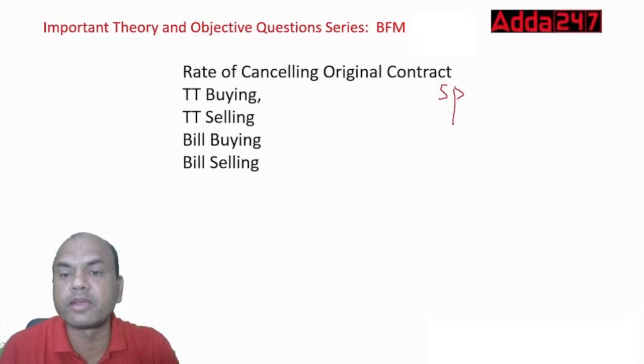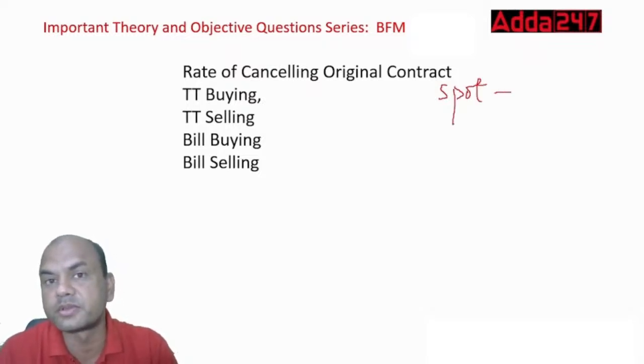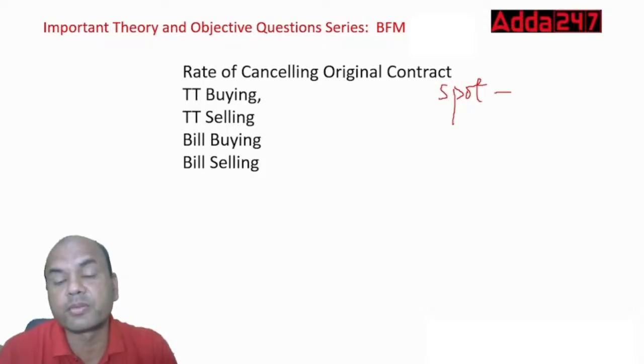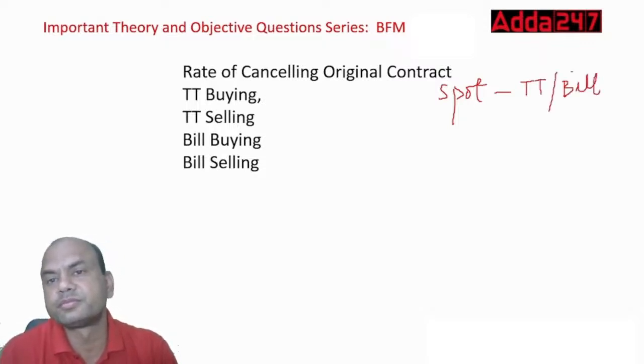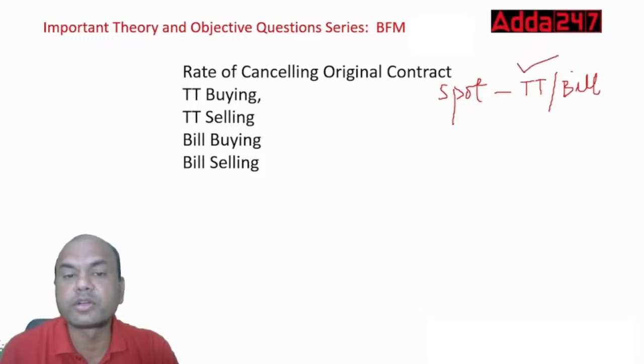Spot means what? Whenever we are doing a spot transaction, which rate is to be used? Again, the first problem I gave you just now. Tell me in the comment section: for spot you have to use TT rate or bill rate. Okay, I'll give you options: TT or bill. So which rate will you use? TT or bill? TT rate, correct? So TT is okay.